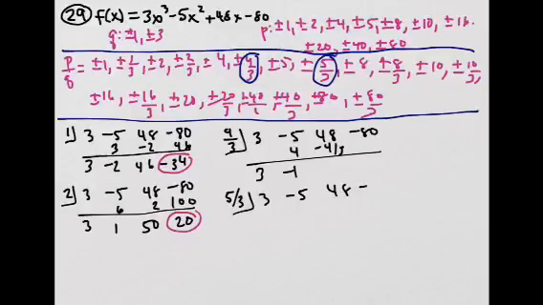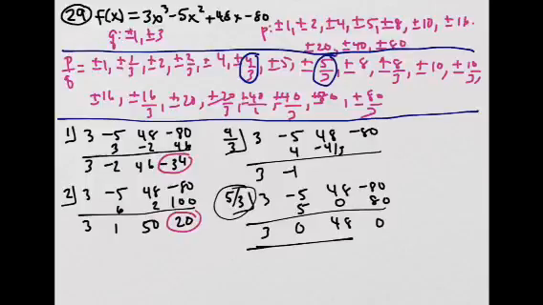I'm going to try 5/3. Let's see what happens with that one. So bring down the 3. That gives me 5, 0, 0 times a 0, 48. 5/3 times 48 is 80. And there's your 0 right here. So what do we have left? 3x squared plus 48.